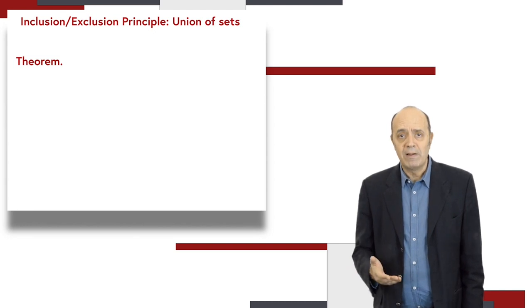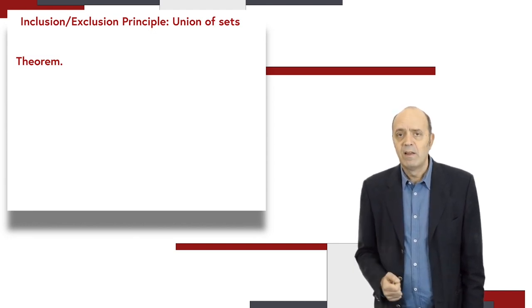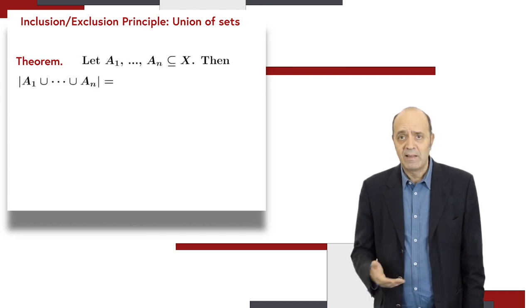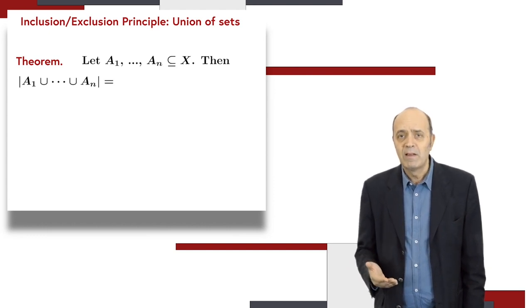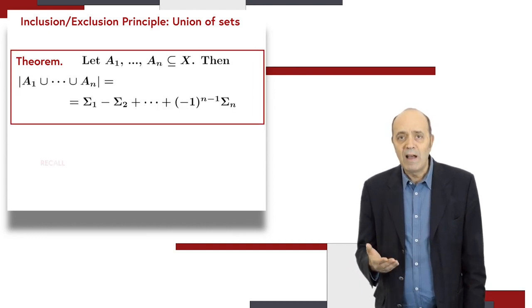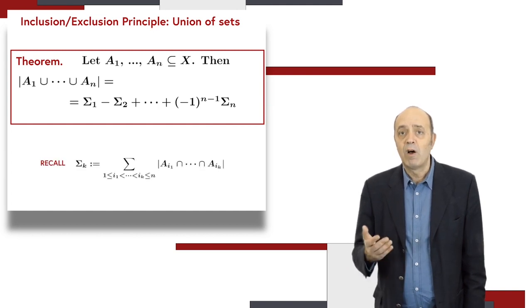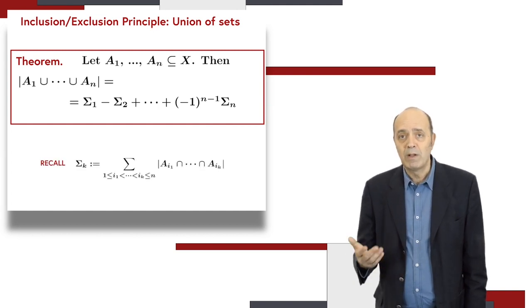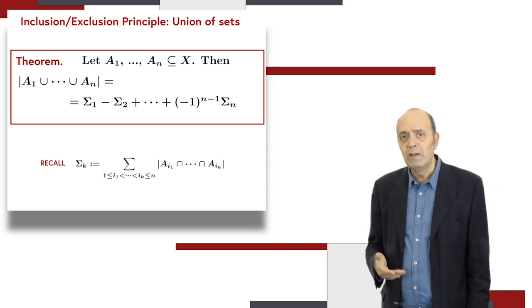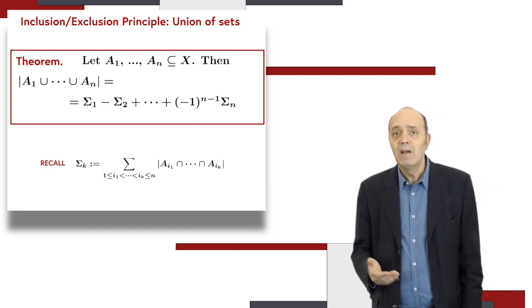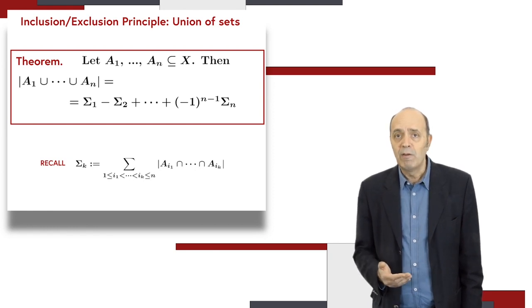Let us now formulate the inclusion-exclusion principle for n sets. Well, take n sets A1, ..., An. The inclusion-exclusion principle states that the cardinality of the union of these sets equals the sum with alternate signs of sigma 1, sigma 2, sigma 3, and so on. More precisely, sigma 1 minus sigma 2 plus sigma 3, and so on, up to sigma n with the sign minus if n is even, plus if n is odd.